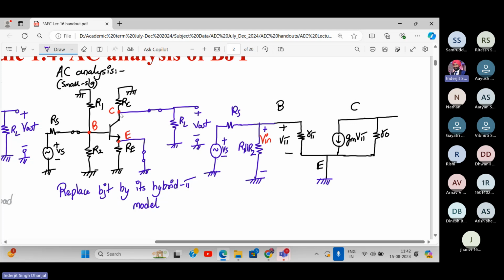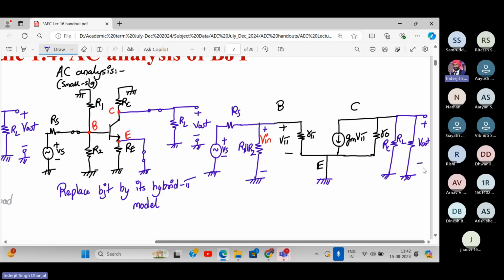What about a collector terminal? Collector terminal, we have RC going to the ground and RL going to the ground in parallel. So first we have RC, then we have RL, and then we have plus minus V out. Here it is.